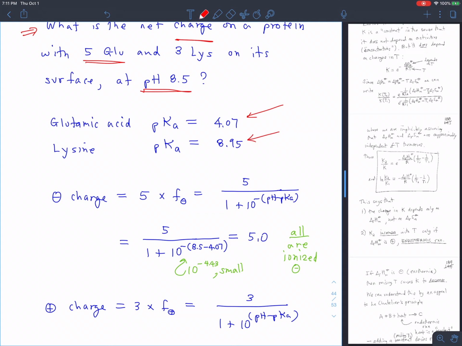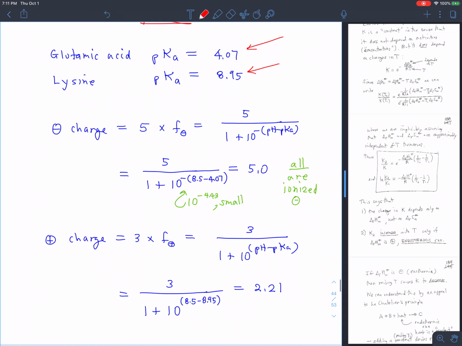And the pKa for the lysine is 8.95, also a very typical value for an amine base. The total plus charge due to all those glutamic acids will then be 5 times whatever the fraction is that are charged, right? So if 10% of it is charged, there'll only be a half of a unit, but if 100% of it is charged, then all of these guys will be on and we'll get 5 units of charge. In this particular case, we got 5 over 1 plus 10 to the minus pH minus pKa.